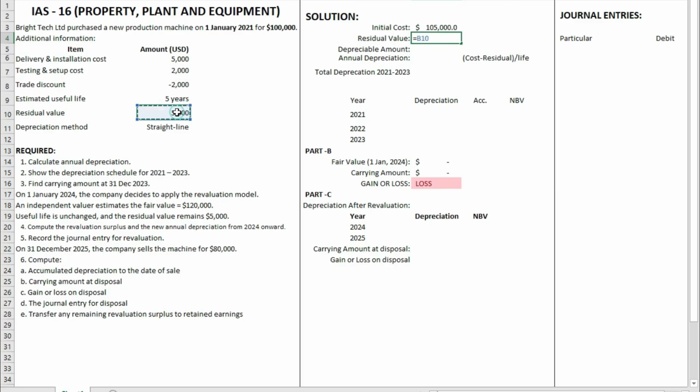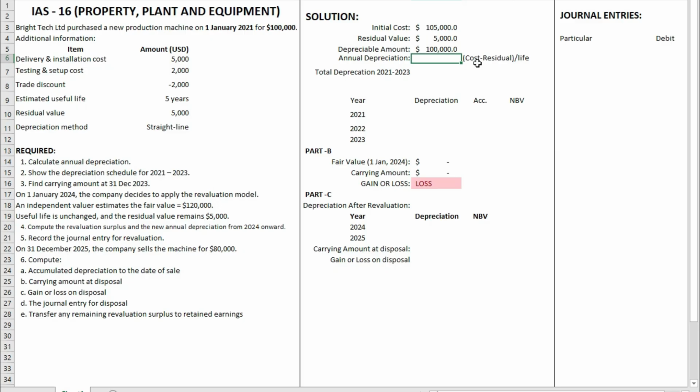Here is our residual value, meaning scrap value, and the depreciable amount would be our initial cost minus our residual value. So 1 lakh is our depreciable amount. Then the annual depreciation, we will calculate on the 1 lakh amount using the straight line method. We have the cost minus residual value, so the depreciable amount is 1 lakh, divided by life.